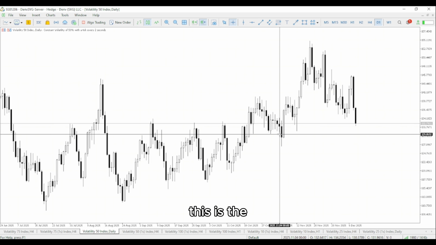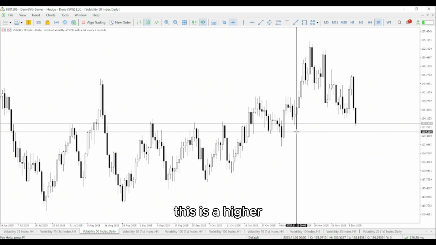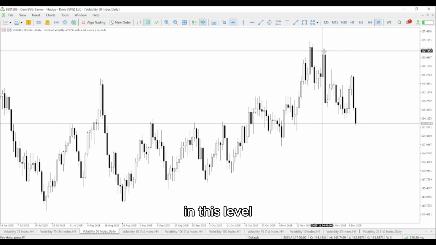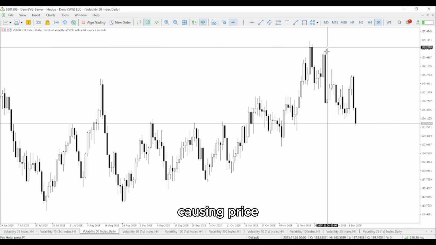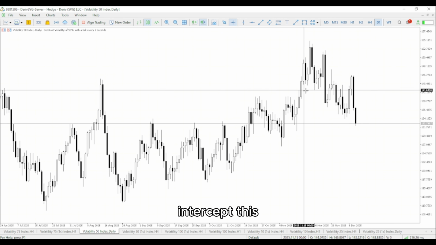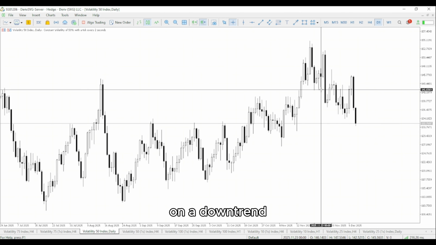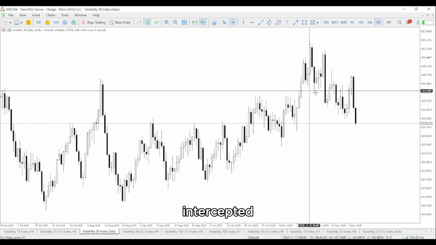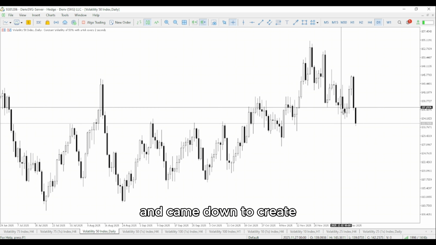Now remember, this is a higher low, and this is a higher high. This is a higher low, and this is a higher high. Then this is also a higher low. Now at this level where price created this higher low, price failed to create another higher high, causing price to fall down and intercept this higher low. This interception has made price change structure. Now the market is currently on a downtrend because this higher low has been intercepted, and the market went down and created another lower high and came down to create a lower low.